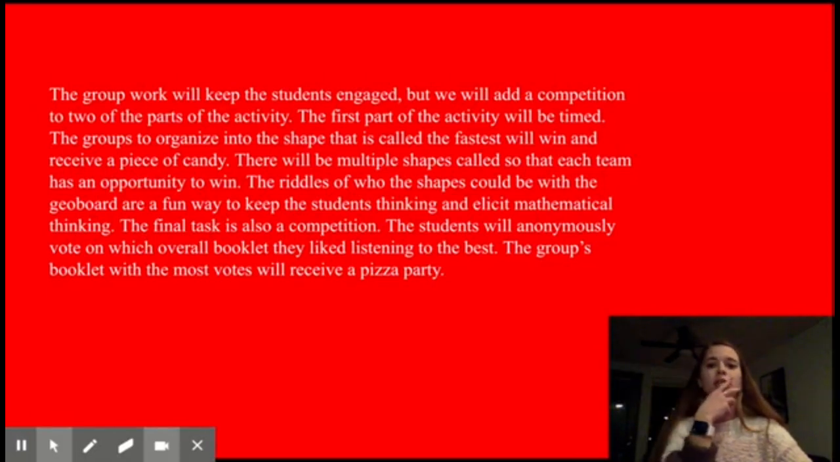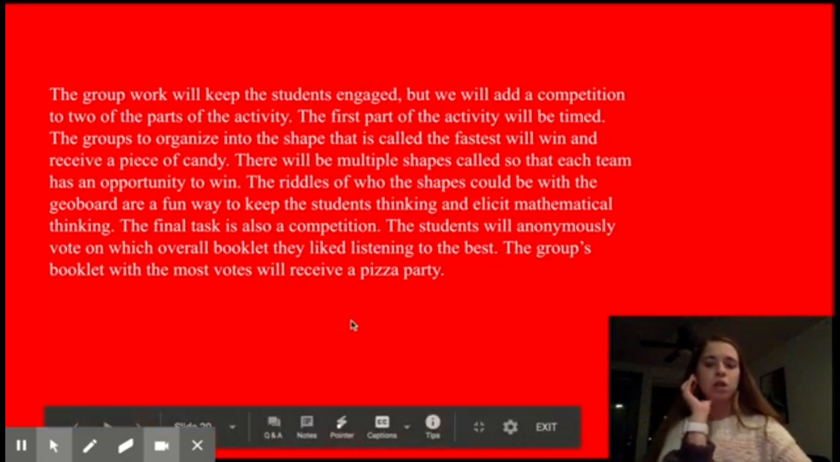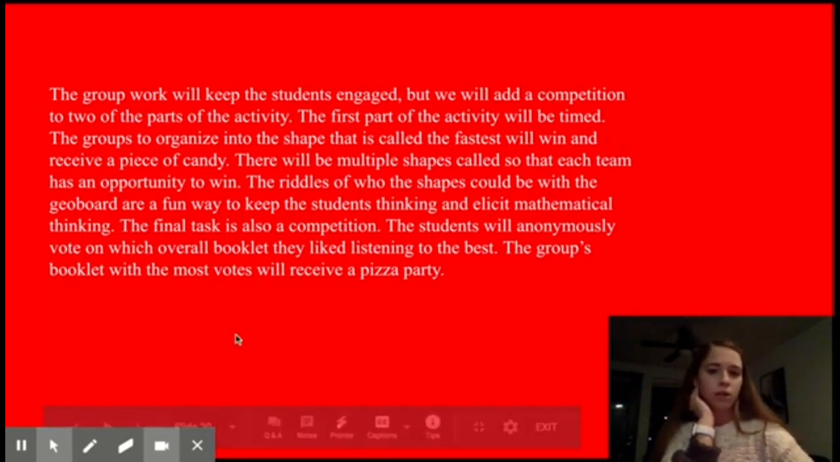And then the final task is also a competition where the students will anonymously vote on which overall booklet they like the best. And the group whose booklet has the most votes will receive a pizza party or a candy or whatever they would like to use.